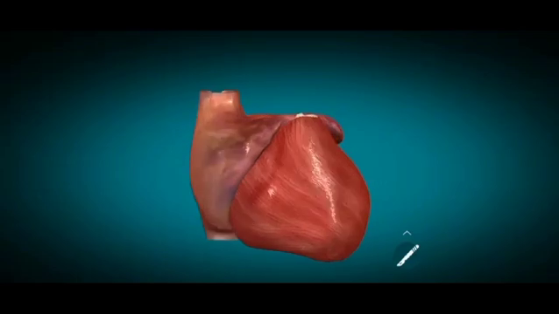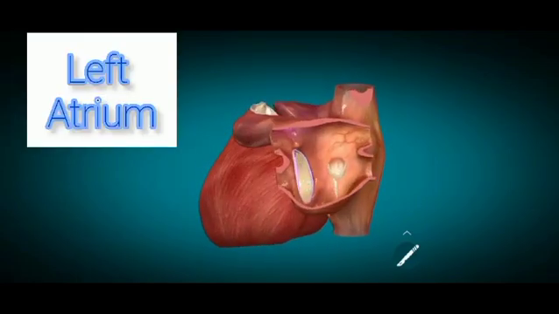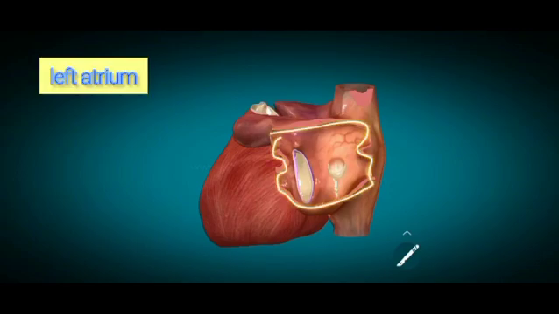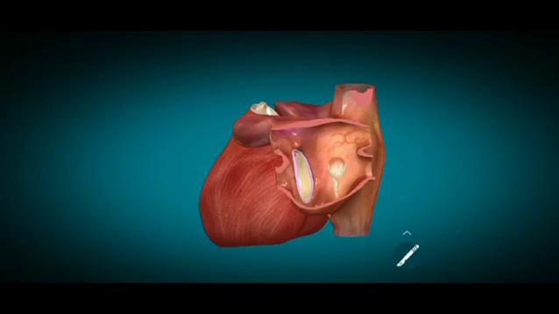So this tutorial is about the left atrium of the heart. The left atrium of the heart consists of a main cavity, the left atrium, and the left auricle, just like in the right atrium. It is situated behind the right atrium and it forms a greater part of the base and posterior surface of the heart.